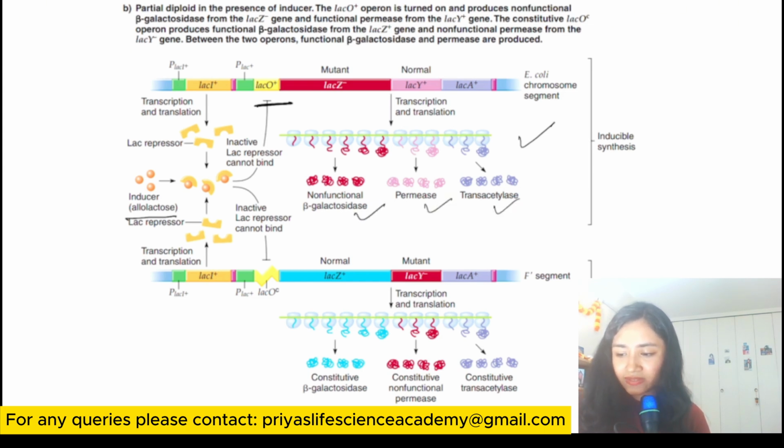Again I am telling you, Z minus means beta galactosidase will be produced, but it will be non-functional. And in this case, as there is lacOC, there is no point of the inducer, so the inactive Lac repressor cannot bind and there is no need of the inducer molecule, so the expression will be turned on always.